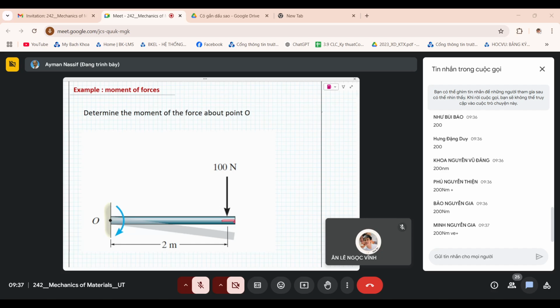So if you have an element like this, and this element is supported here, so this force will try to rotate this element around this point, and the amount of the rotational effect, the amount of moment, is the force times the arm, and the arm is the perpendicular distance from point O to the force, and the value of the rotational effect is 200 Newton meter, and the rotational sense is in the clockwise direction. Wonderful, great. Okay, all of you are confident with this. Physics, but very important.